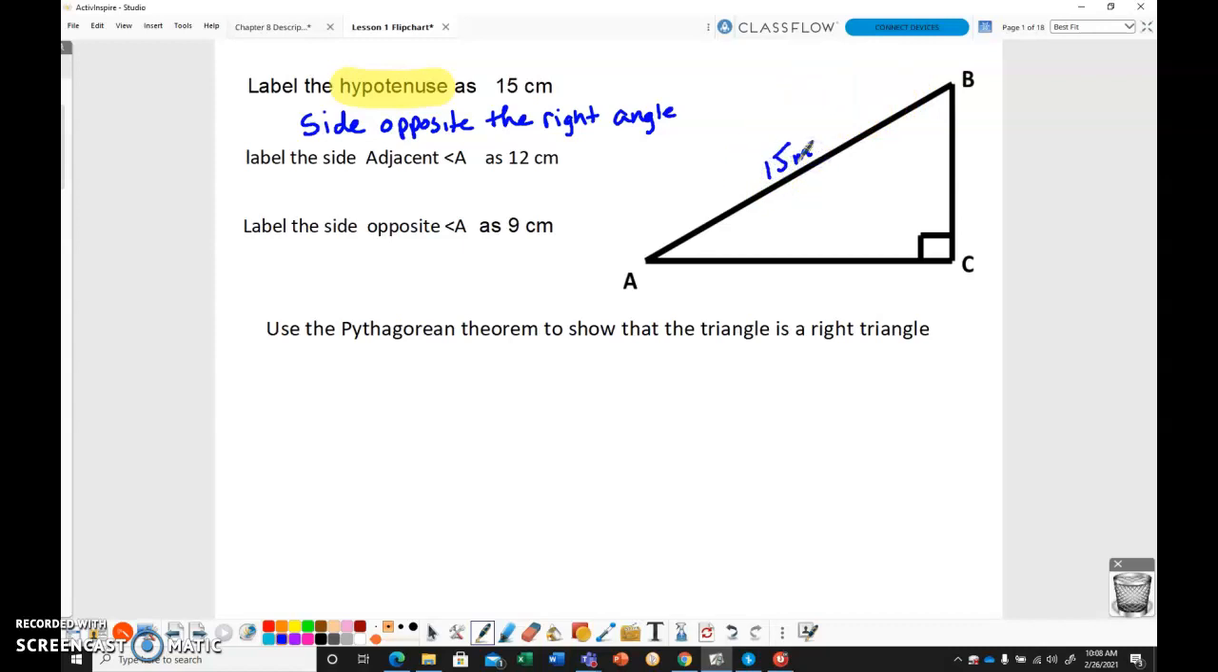Now, some people say that it's the longest side. It is actually the longest side, but without measurements on there, without knowing whether the diagram is to scale, we can't really make that judgment.